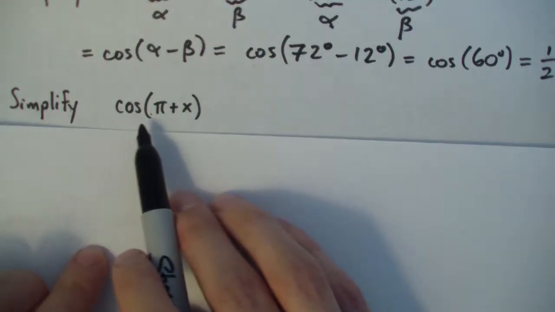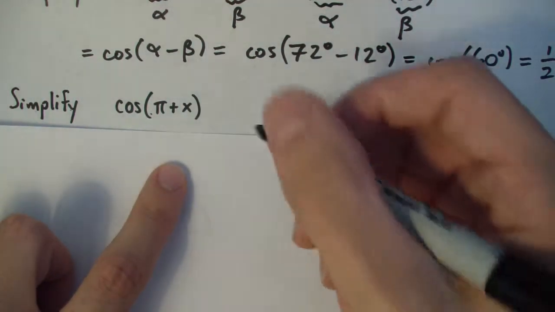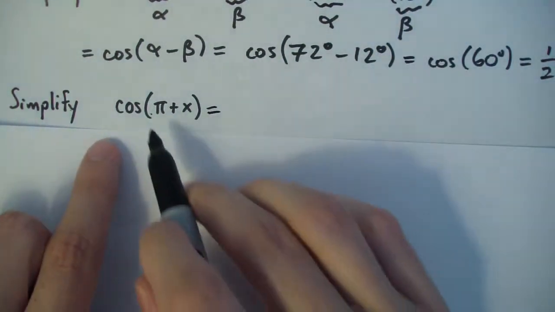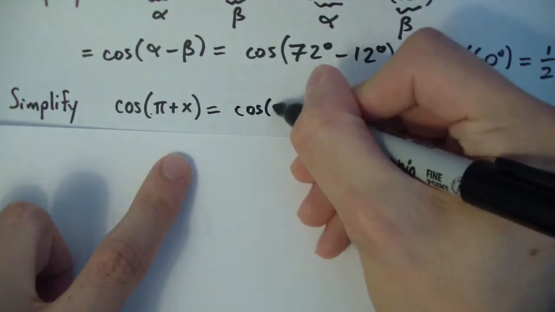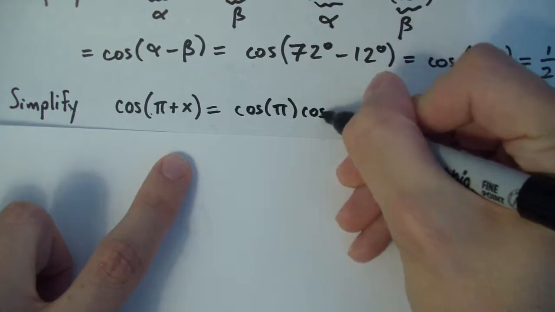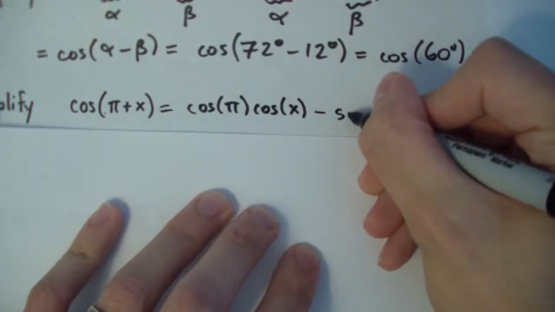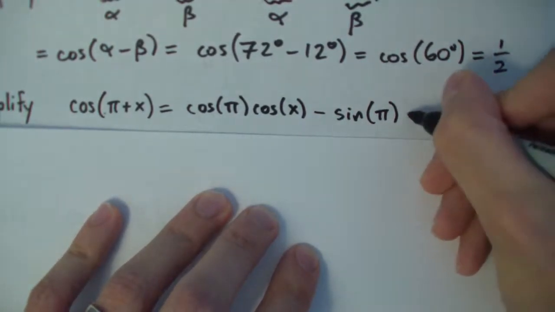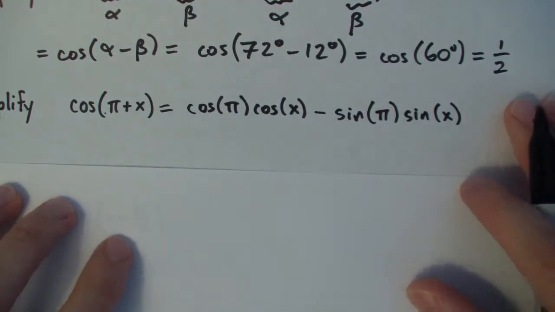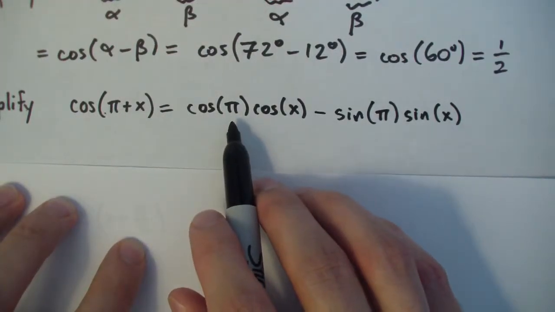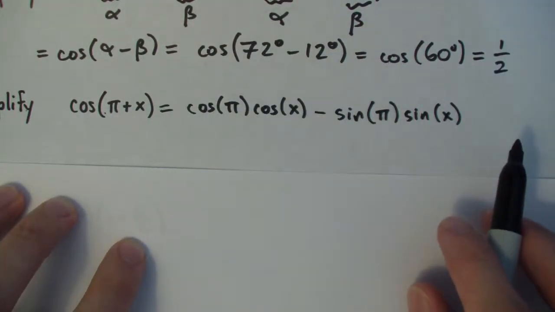So let's see how we can simplify cosine of pi plus x using our sum formula for cosine. Well, we know how to deal with cosine of a sum of two angles. It's cosine of the first angle times cosine of the second angle minus sine of the first angle times sine of the second angle. And now we just need to use some of the trig values that we already know. We already know what cosine of pi is. We know what sine of pi is. So we can use those to simplify this a little bit more.